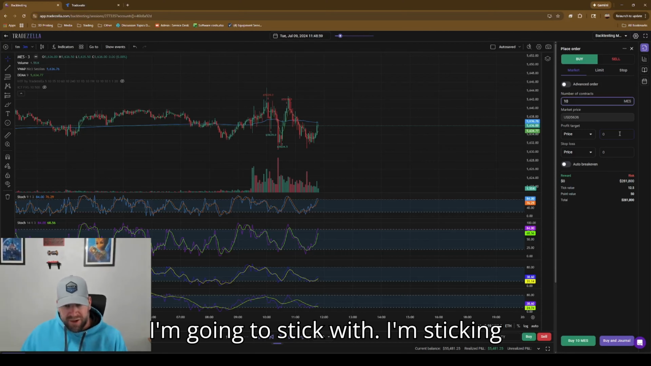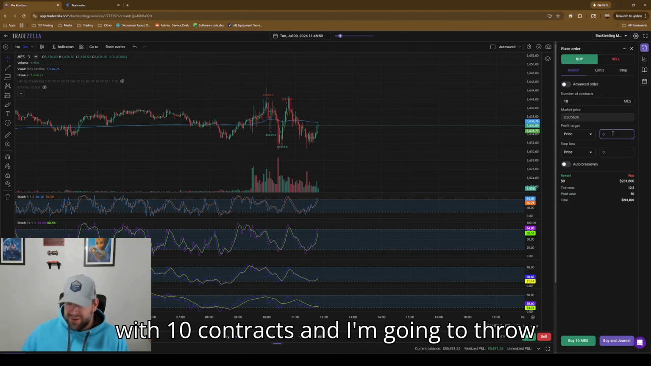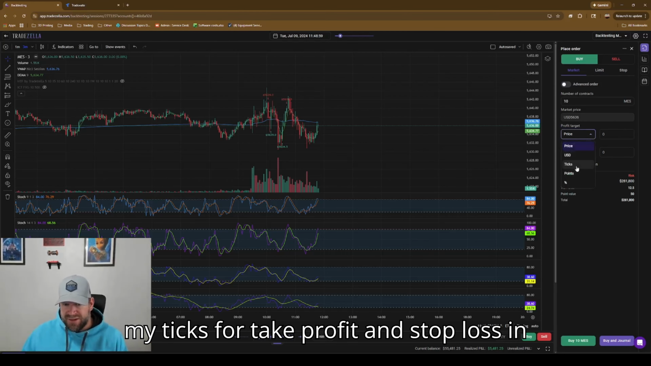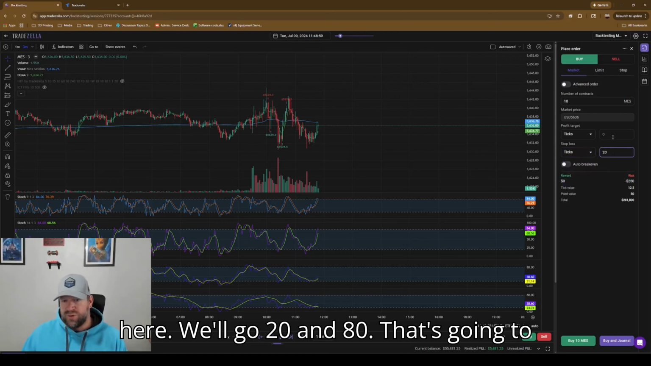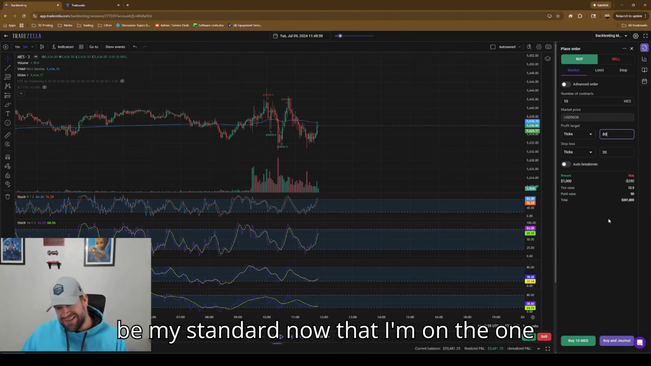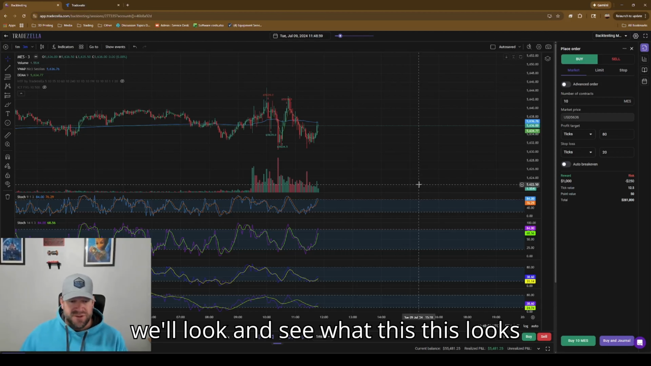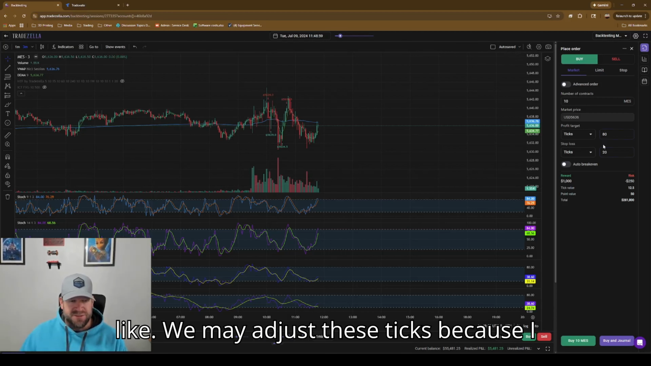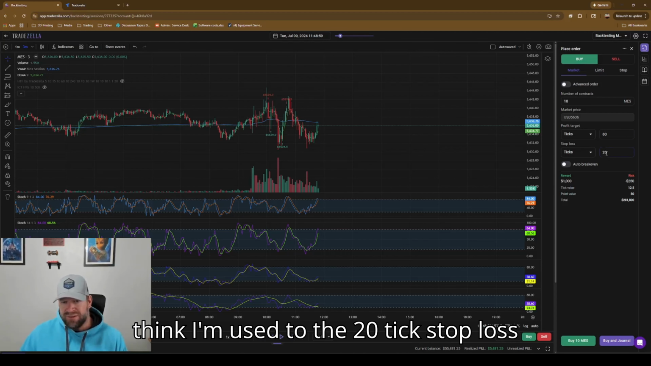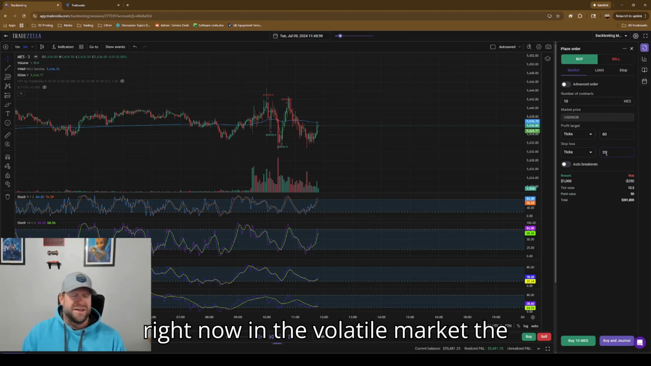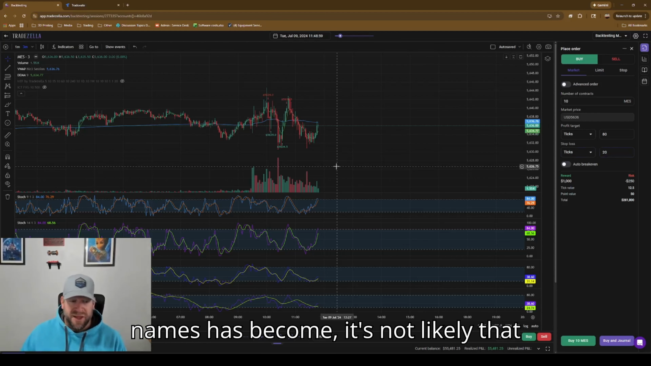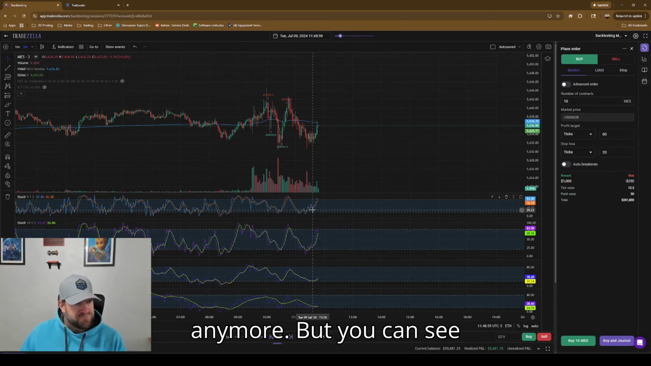I'm sticking with 10 contracts, and I'm going to throw my ticks for take profit and stop loss in here. We'll go 20 and 80. That's going to be my standard now that I'm on the 3 minute time frame, but we'll look and see what this looks like. We may adjust these ticks because I think I'm used to the 20 tick stop loss right now in the volatile market that MES has become. It's not likely that anymore.